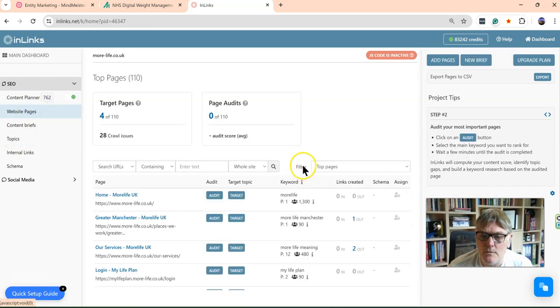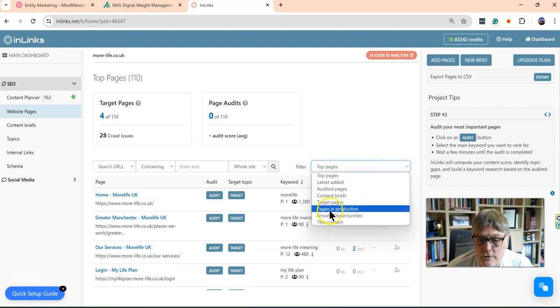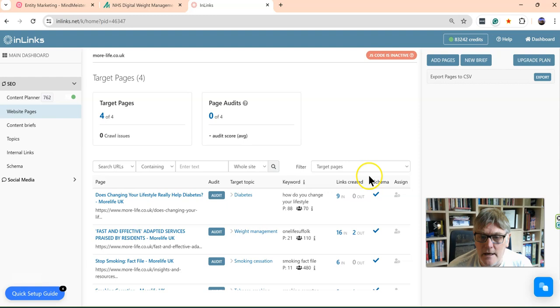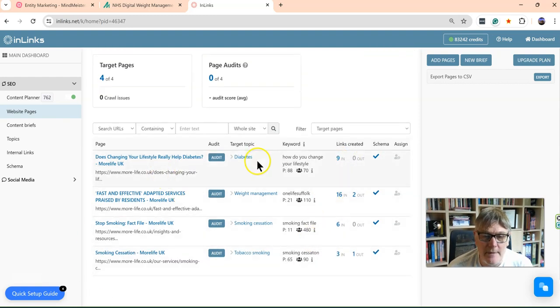So let me show what can happen if you don't use a silo and how much better it can be. So if I flip to the target pages that I've made for this page, I've got a target topic of diabetes. Okay, diabetes is an important topic, and it's a sort of medical term, and maybe we can have lots of content around there just about diabetes. Now, frankly, weight management, I think, should be linking through to the diabetes page, but let's go and have a look at the weight management page.